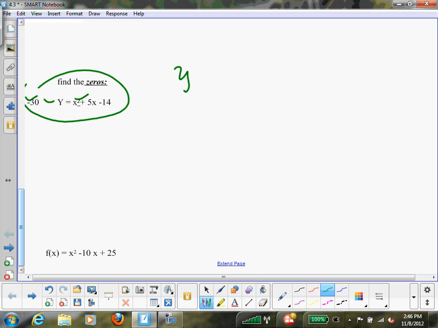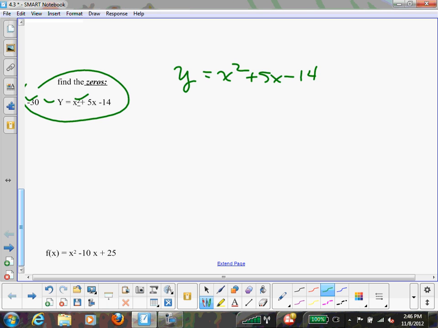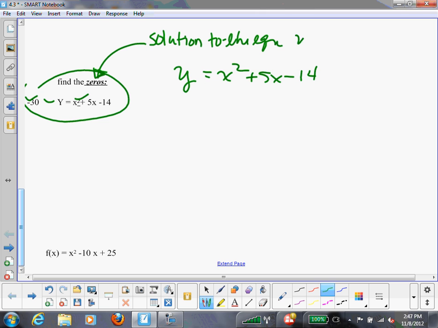So we're going to look at y is equal to x squared plus 5x minus 14. When I'm asking for the zeros, and I do want you to know this, that is a solution to the equation when y equals 0.